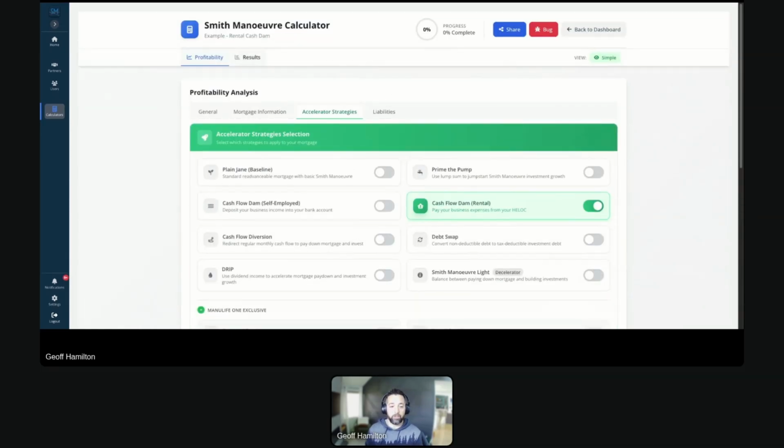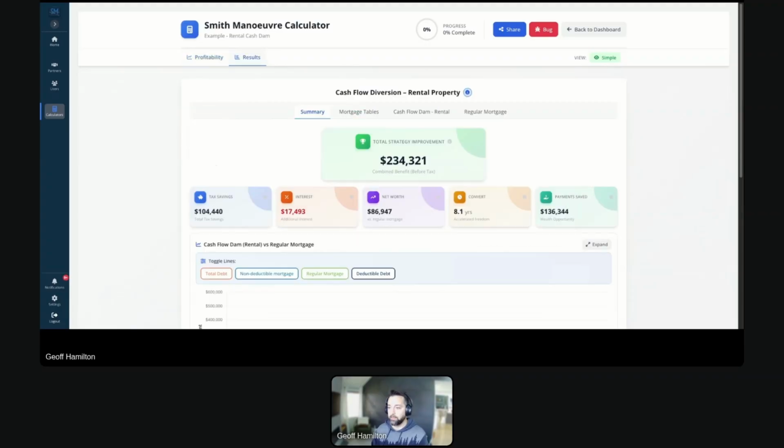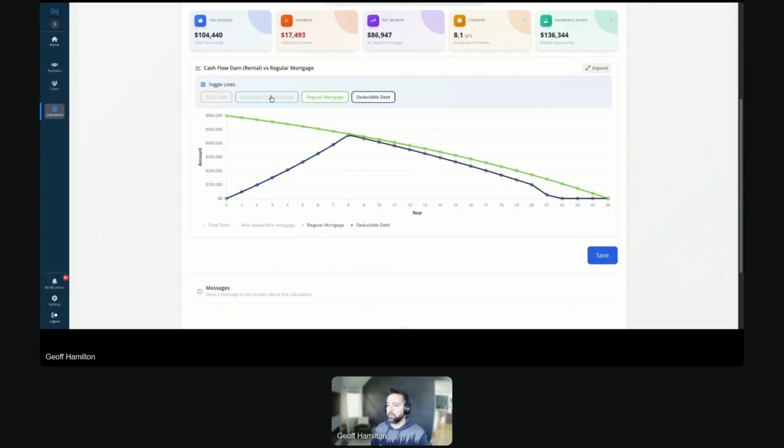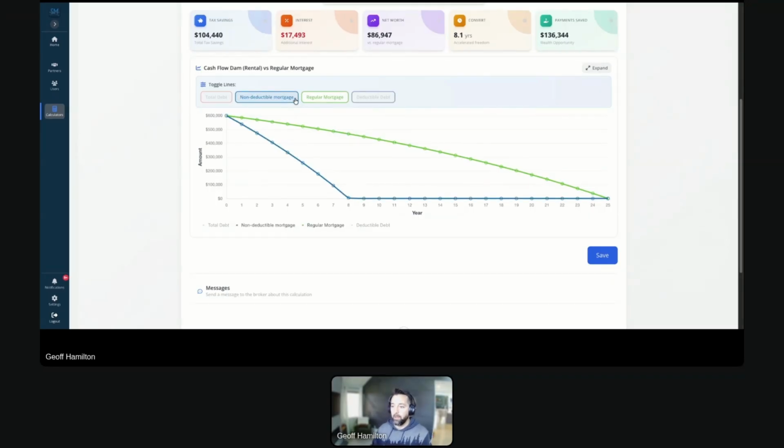Now, these are the results on our primary mortgage, okay? Not the rental mortgage, our primary residence mortgage. If we do this, this is what our normal mortgage looks like. Over 25 years, we pay it. It eventually comes down to $0 and we own our house outright. That's how that works. With this strategy, the rental cash damming, our non-deductible debt, so the debt that we can't claim the interest against our taxes, is going to come down much more rapidly, all the way down to 8 years.